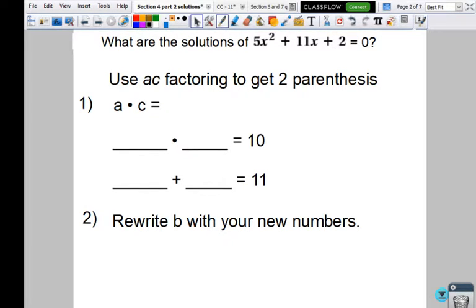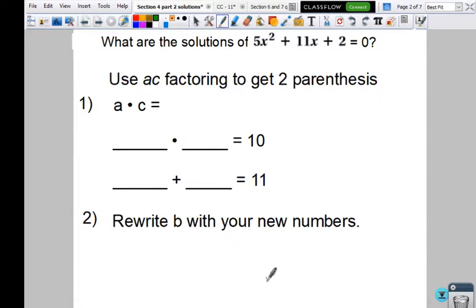Okay, so we're going to find the solutions of 5x squared plus 11x plus 2. Okay, hush, we're getting started. Make sure you follow along, take your notes. We won't spend as much time going through the actual AC factoring parts, because you have done this before.